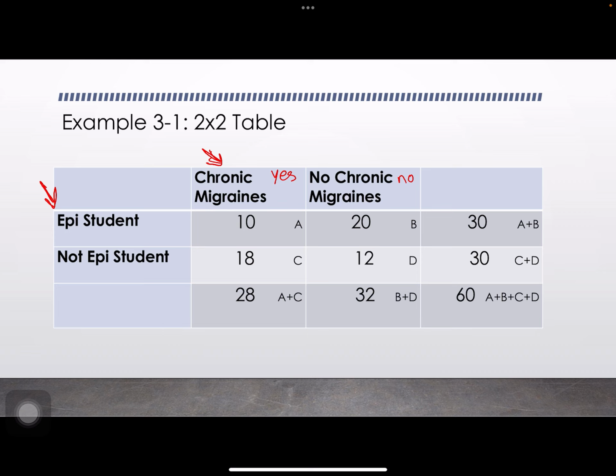Then with the information we were given, we start filling in. We were told 18 people have chronic migraines and are not epi students. So that would go here. We're told 10 people have chronic migraines and are epi students. So that would go here. 12 people don't have chronic migraines and are not epi students. Oops, sorry, that should be this one here. And then 20 people don't have chronic migraines and are epi students. So this one's pretty straightforward because the only numbers we had to find on our own then were the totals.